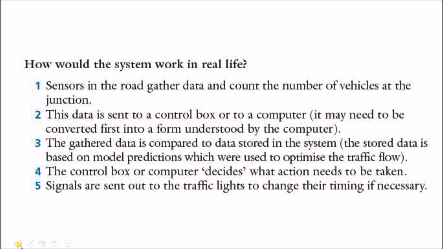Now, how would the system work in real life? Sensors in the road gather data and count the number of vehicles at the junction. This data is sent to a control box or computer. It may need to be converted first into digital form using an ADC. The gathered data is compared to data stored in the system, which are preset values. Now the control box or computer decides what action needs to be taken. Signals are sent out to the traffic lights to change their timing if necessary.